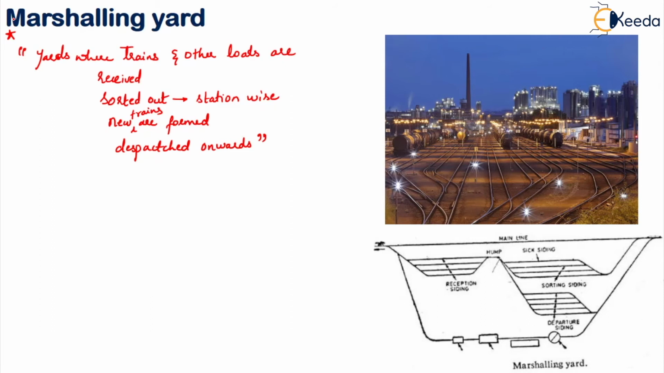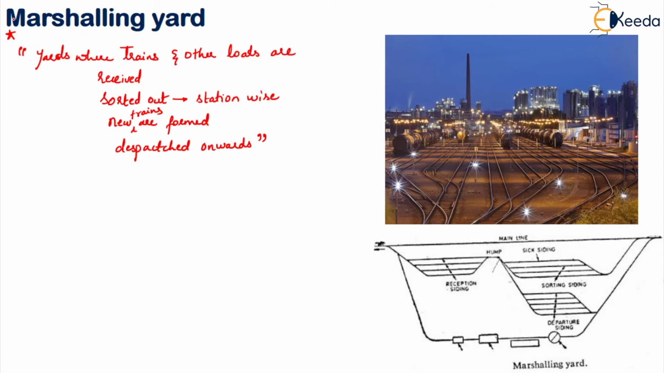In marshalling yards, mainly loaded and empty goods wagons will come first from different lanes, booked to different destinations. Then these wagons are separated, sorted and dispatched in full trains for each lane. While making full trains, the wagons are arranged in order of the station so that they can be detached conveniently at the required station.